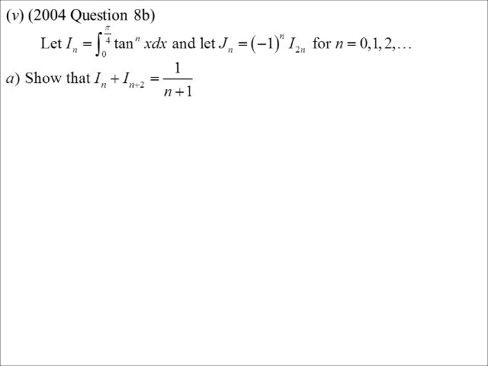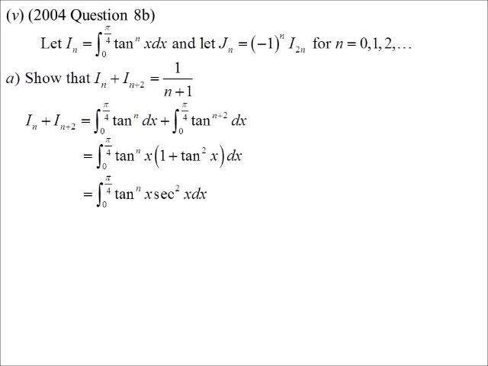First thing they've asked us to do, and this I guess is the gift mark of the question, show that I_n plus I_{n+2} is 1 on n plus 1. Because I_n becomes tan to the power of n, I_{n+2}, tan to the n plus 2. I can combine that into one integral, factorise the tan to the power of n, leaves me with 1 plus tan squared, which is of course sec squared, and now I have function to the power times the derivative there.